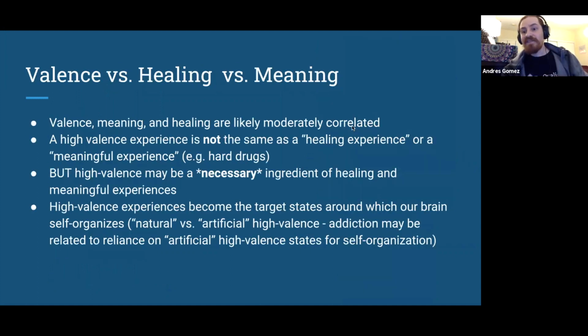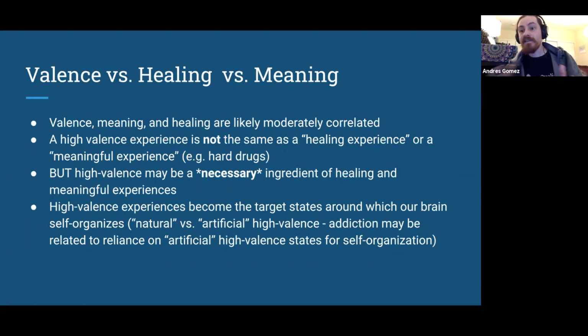I also want to point out, and this is super important, that valence is not the same as healing, and it's not the same as meaning. However, they're correlated. And I would go as far as to say that high valence is necessary for healing and for meaning to a large extent. You can have very high valence states that are actually very unhealthy for you. An example would be methamphetamine. It can feel great, but it's unsustainable.